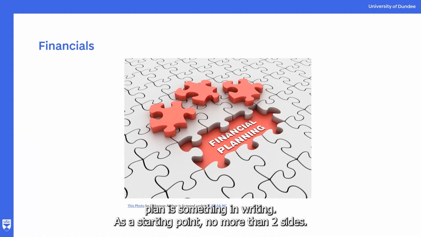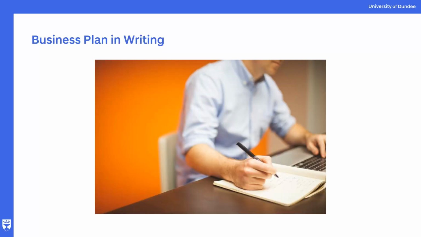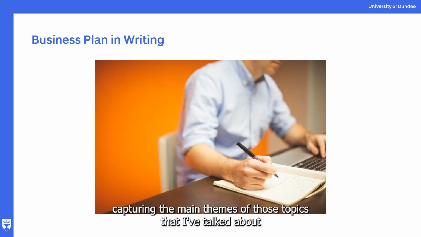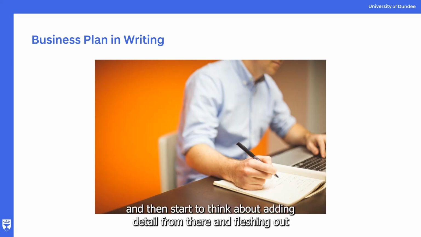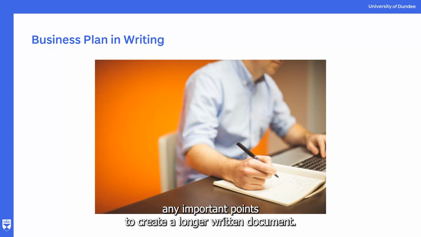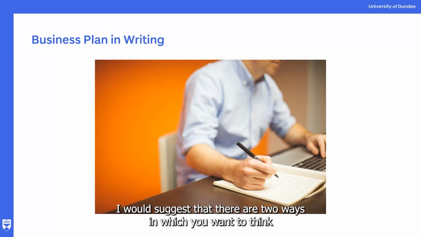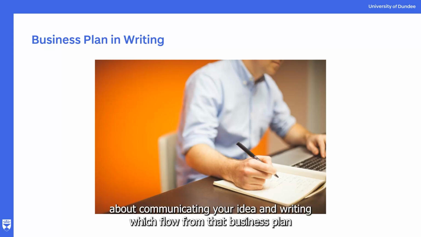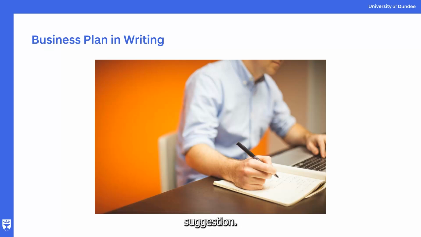So the business plan is something in writing. As a starting point, no more than 2 sides. So start by writing 2 sides of an A4 business plan, capturing the main themes of those topics that I've talked about, and then start to think about adding detail from there and fleshing out any important points to create a longer written document. I would suggest that there are 2 ways in which you want to think about communicating your idea in writing, which flow from that business plan suggestion.